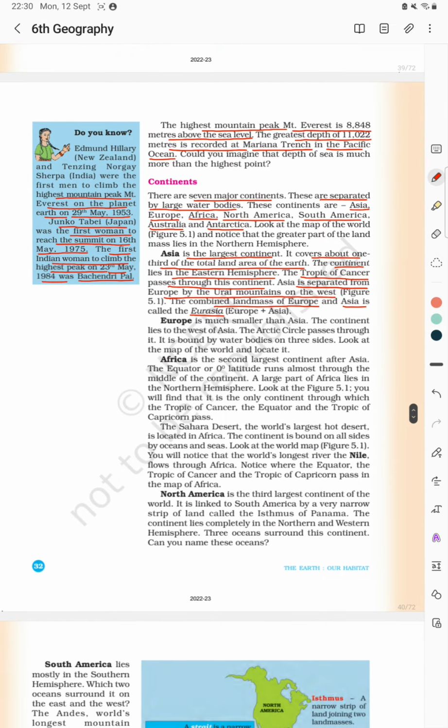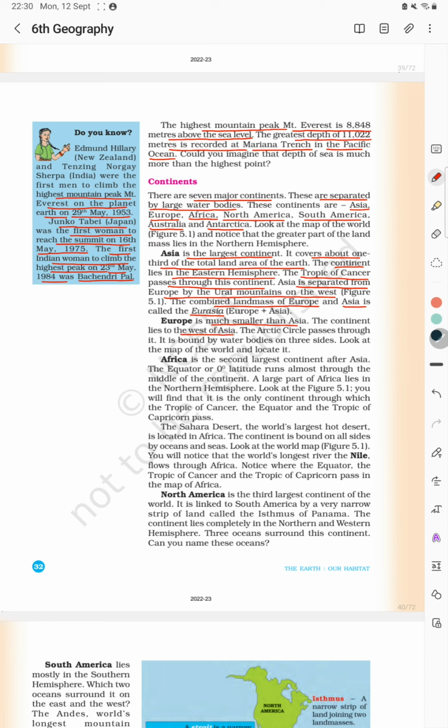The next continent is Europe. It is much smaller than Asia. The continent lies to the west of Asia, as already studied. The Arctic Circle passes through it. It is bound by water bodies on 3 sides.